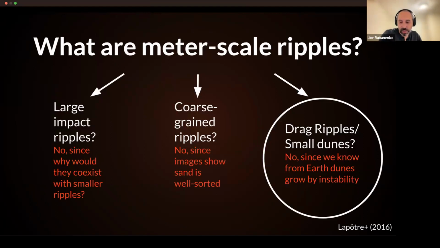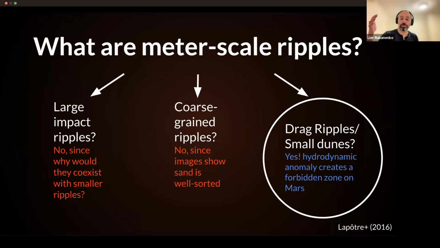So let's go back to our diagram from before. We said large ripples on Mars cannot be drag ripples, or subaqueous or similar to subaqueous ripples, because we know they must grow by instability. These results show that those drag ripples cannot grow into larger dunes because the Hanratty gap prevents them from crossing the border into those large dunes, or prevents them from increasing in size into becoming large dunes, as theory predicts.